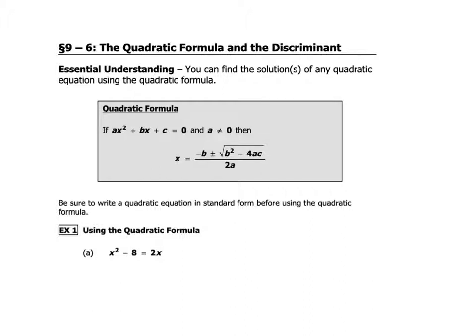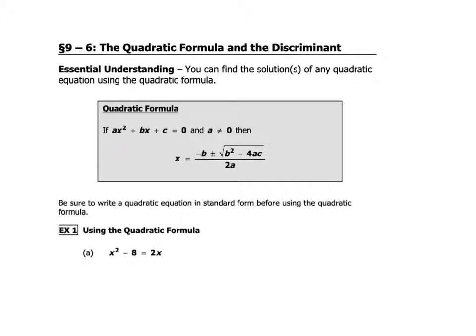So what the quadratic formula is, is another method of solving a quadratic equation. And if you recall, a quadratic equation looks like this: ax squared plus bx plus c equals 0. And when we say we're going to solve this, that means tell me what x equals.